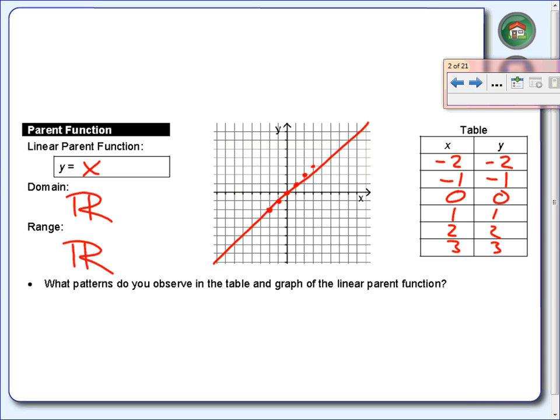It says, what pattern do you observe in the table and graph of the linear parent function? If you look at the table over here, what are we noticing? What do we notice about the x and y values? They're the same. All right, so the x and the y are the same. And they should be the same. That's what the equation says, that y is equal to x. Whatever y is, the x is exactly the same thing.